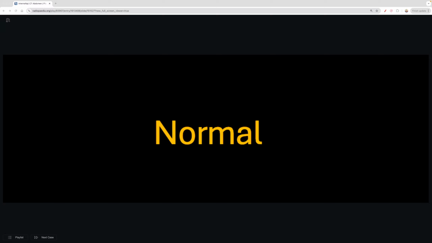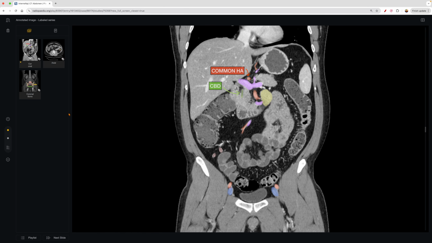The cases we'll be looking at are found for free publicly on Radiopaedia, so thank you to all the contributors who uploaded cases. So we'll first start with the normal anatomy.